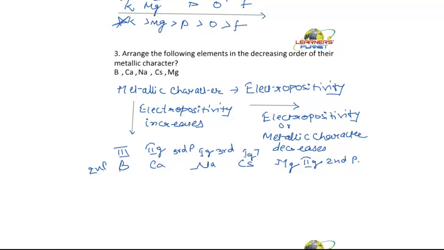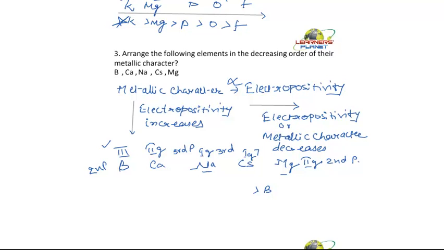Now, metallic character across the period, what happens? Decreases, because it is proportional to the electropositivity. So which will have the least metallic character in this? The one which belongs to third period. So that is, we will write this boron in the decreasing order, right? So boron. Then which group will come? There is second group and there is second group, right? There is first group also, so it should be most metallic.